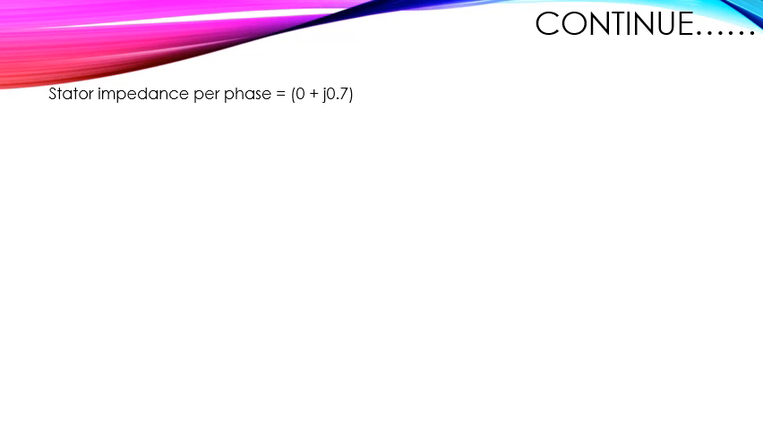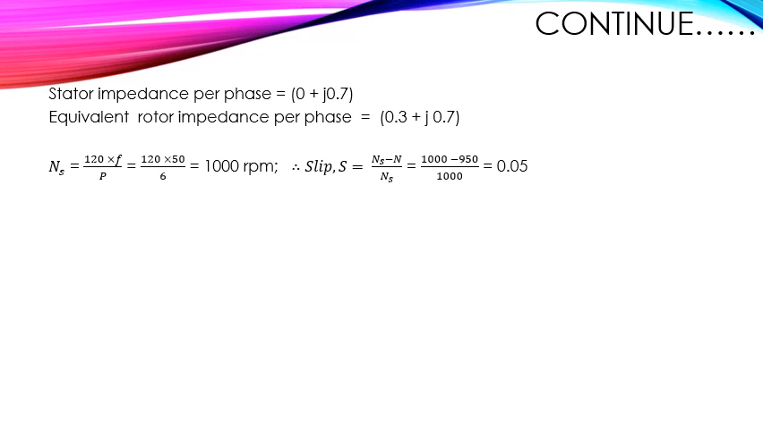First, stator impedance per phase. As per the given data, it is R1 plus jX1. So R1 is 0, X1 is 0.7 ohm per phase. Then equivalent rotor impedance per phase, that is R2 dash plus jX2 dash, that is 0.3 plus j0.7. Then to find out the impedance, first we have to find out the slip, and for that we must know the synchronous speed. So using the equation 120f by P, we can get the synchronous speed, and that is 1000 rpm. Then put it in the equation of slip S equals ns minus n divided by ns, and get the slip of 0.05.